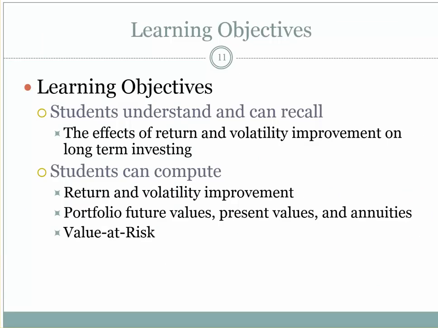So hopefully we've seen that we understand now the long-term effects of investing in a high Sharpe ratio portfolio, which is hopefully associated with a global portfolio, and shown the return and volatility improvements. And you've computed return and volatility improvements, portfolio future values, present values, and annuities, and value at risk.